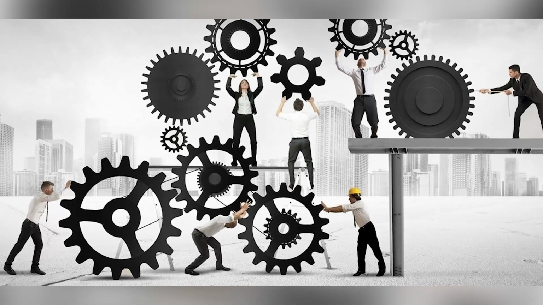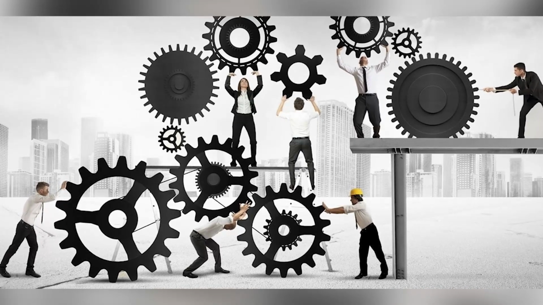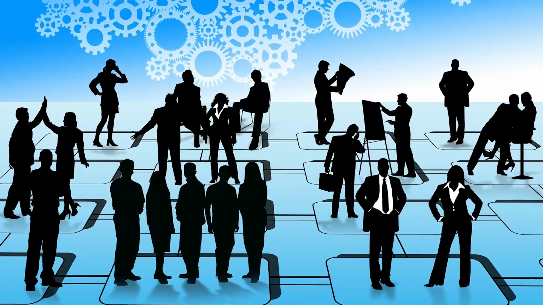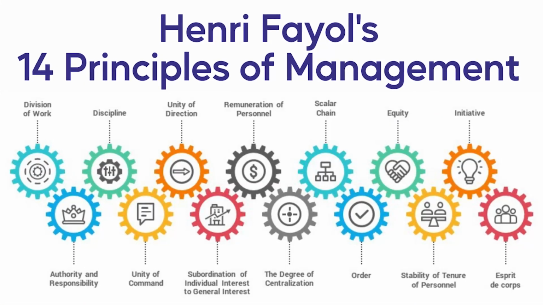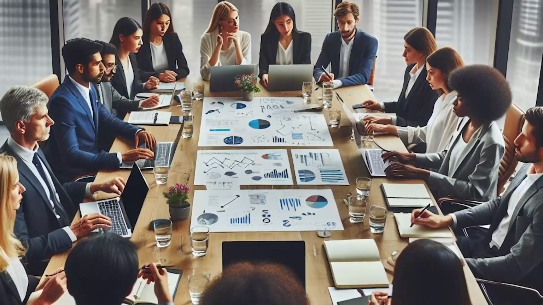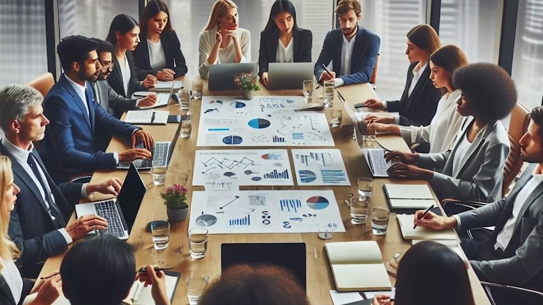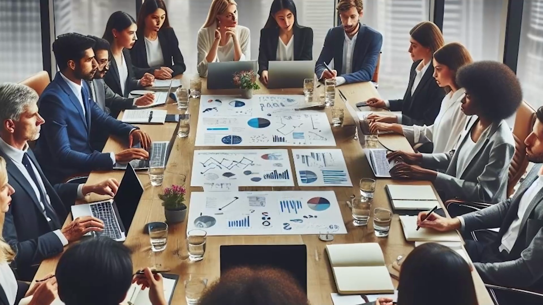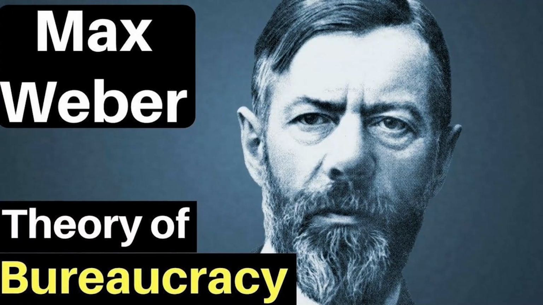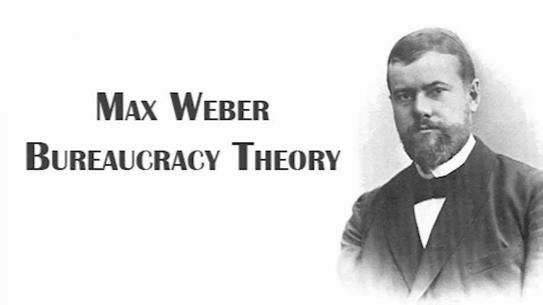They are planning, organizing, commanding, coordinating, and controlling, and proposed 14 principles of management: for example, unity of command, scalar chain, and division of work. The administrative management theory provided the foundational framework for what managers do, which remains relevant in modern management education. The third classical management theory is bureaucratic management theory, developed by Max Weber.